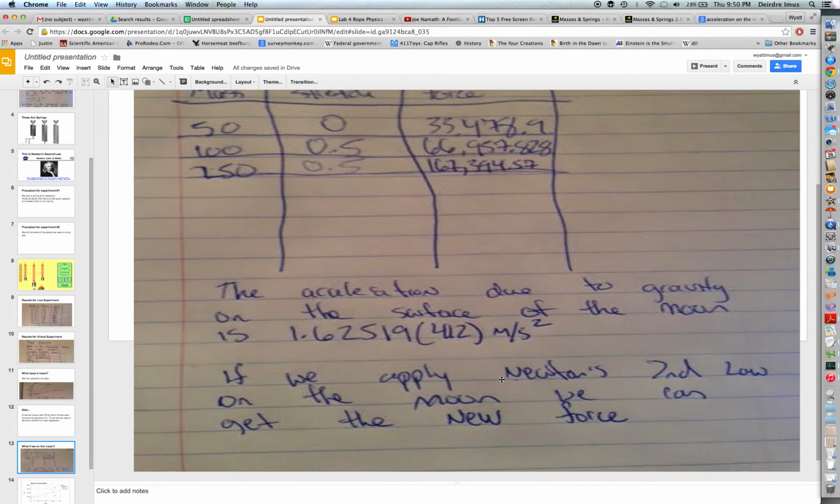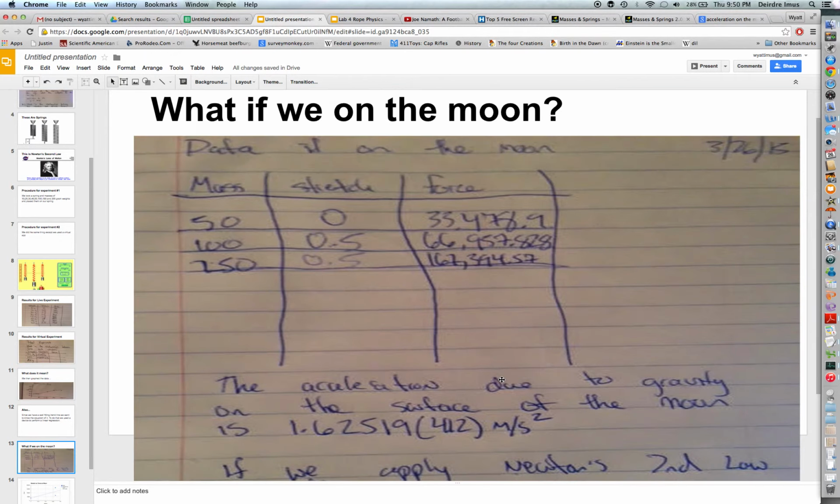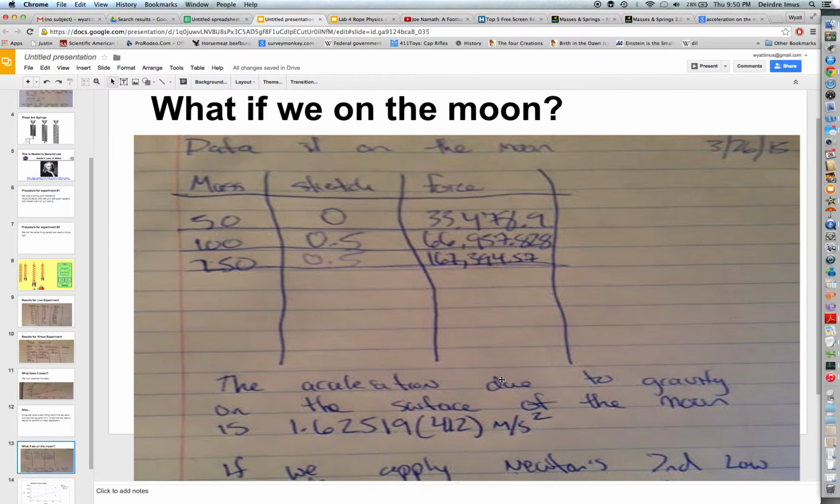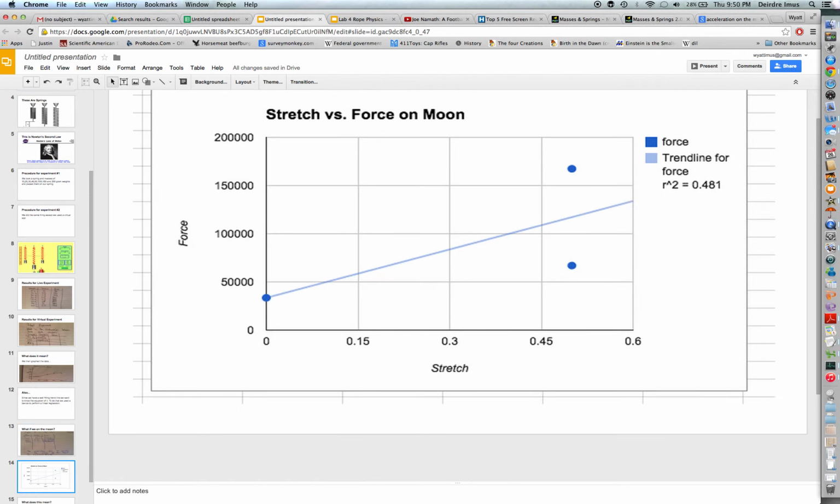If we apply Newton's second law on the moon, we can get the new force just as we did earlier, using our knowledge of gravitational acceleration on Earth, which is 9.8 meters per second squared. Then I created a stretch versus force graph on the moon to see what would happen. We found that our trend line was not as great as it was on Earth.